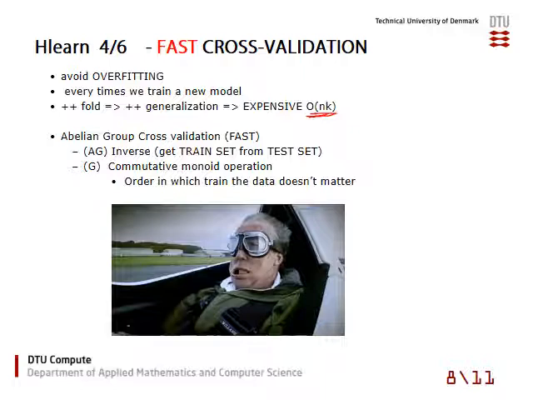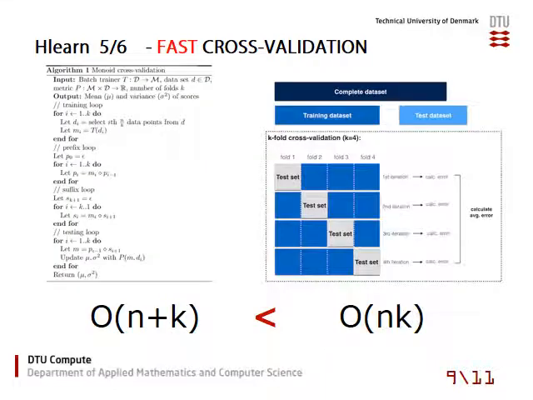But in the paper that I have studied, which presents HLearn, a new version of cross-validation that is more generic is presented. It takes advantage of an algebraic structure called monoid, as I presented before. So monoid cross-validation scales better, and this is the difference.